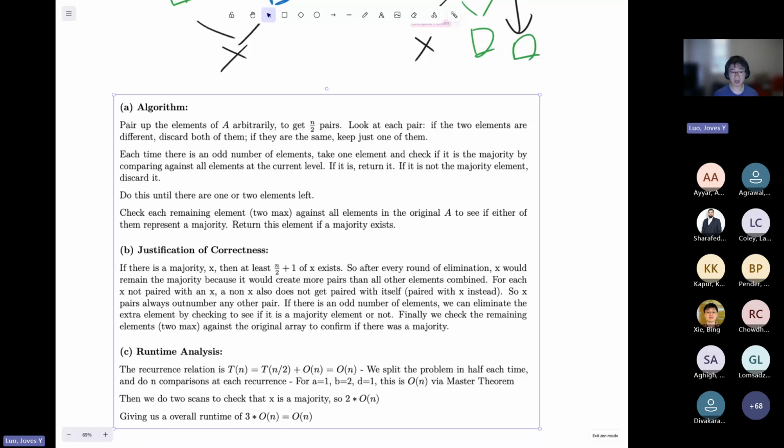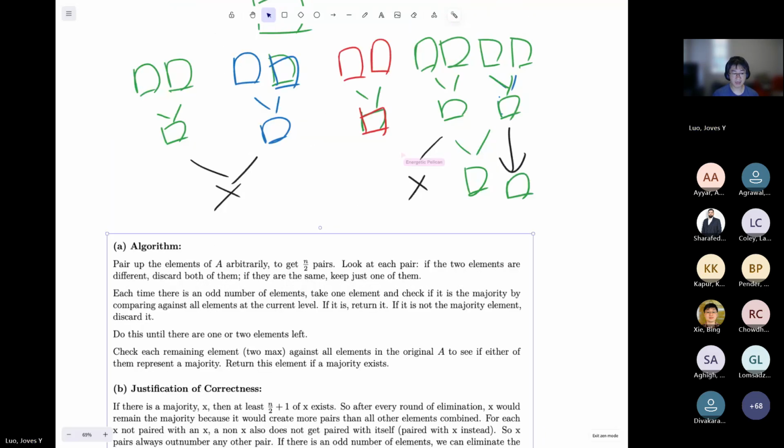Now, each time there is an odd number of candidates, you take one of the elements that you're left with, and you check the majority by comparing against all elements at the current level. If it is the majority, I'm done. So if I have one odd number left, if it's a red, I check against this entire row. Is this red the majority? No. If it's not the majority, I get rid of it and I continue.